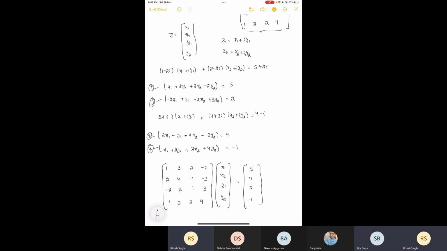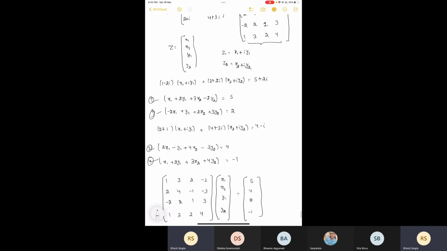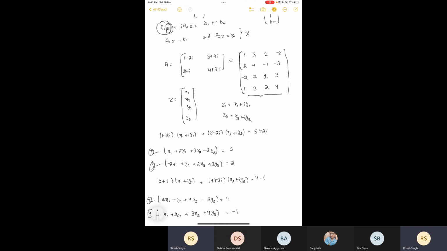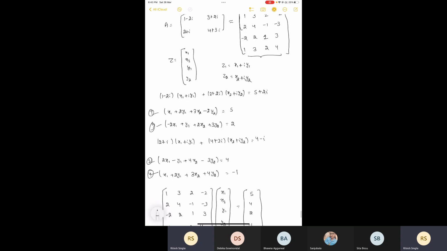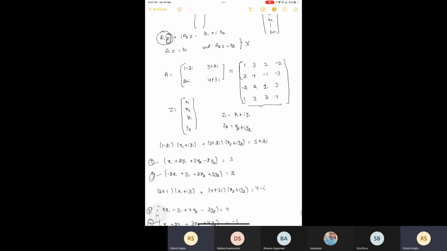Sir, if this question comes in the exam, can we directly use the result from the book? See, I don't know about the book, but the result is given. I am telling you the process of how to do it. If you are quite able to make this matrix directly, then it is very good. You can do that.